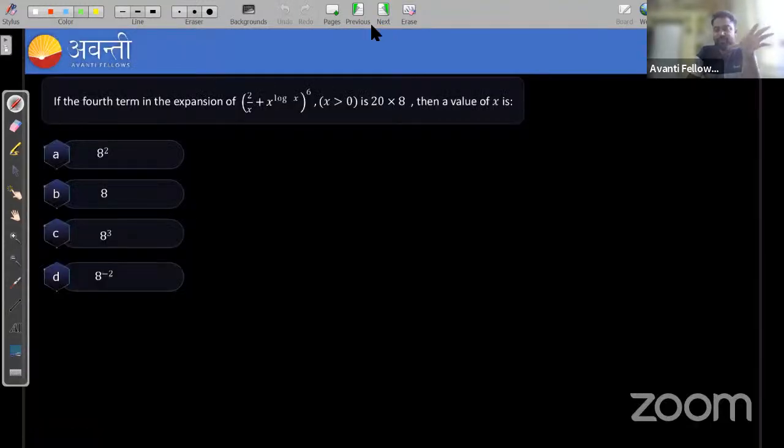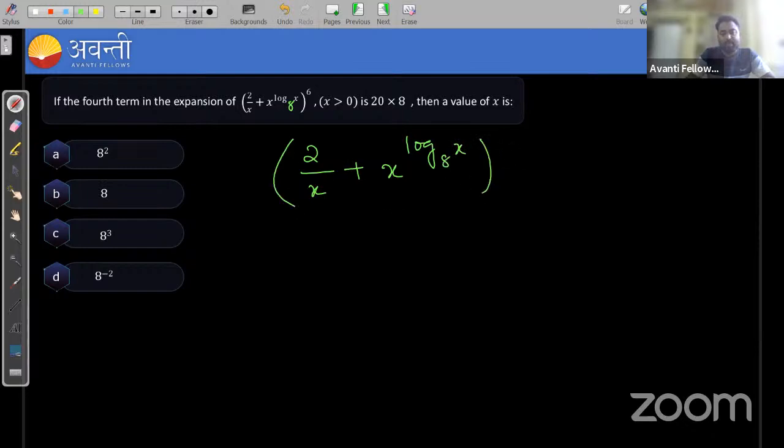Okay, so if this is the question, here it is asking about the fourth term of the expansion of (2 by x plus x to the power log of x to the base 8) whole to the power 6. I'm writing this again: 2 by x plus x to the power log of x to the base 8, whole to the power 6.